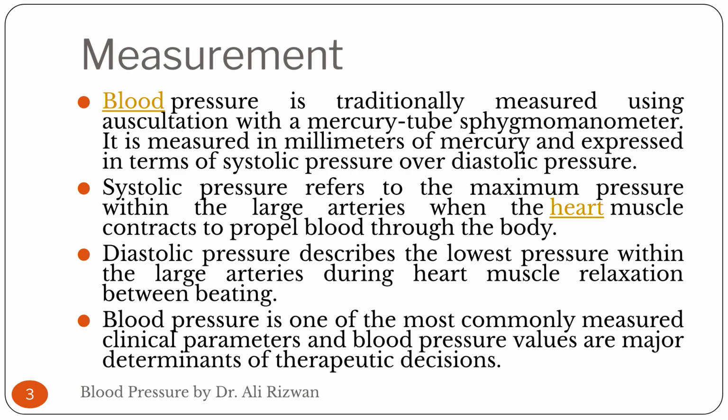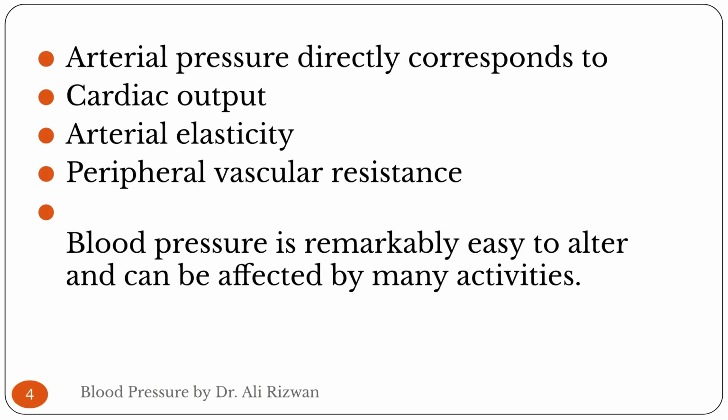Traditionally, blood pressure is measured via auscultation, using a mercury tube sphygmomanometer. It is recorded as systolic over diastolic pressure. As a commonly measured clinical parameter, these values are vital for determining appropriate therapeutic decisions. Arterial pressure directly corresponds to cardiac output, arterial elasticity, and peripheral vascular resistance. Blood pressure is highly dynamic and can be easily altered by various activities.